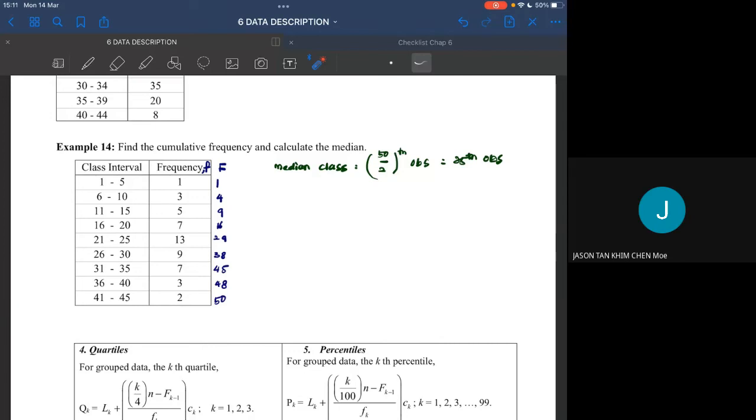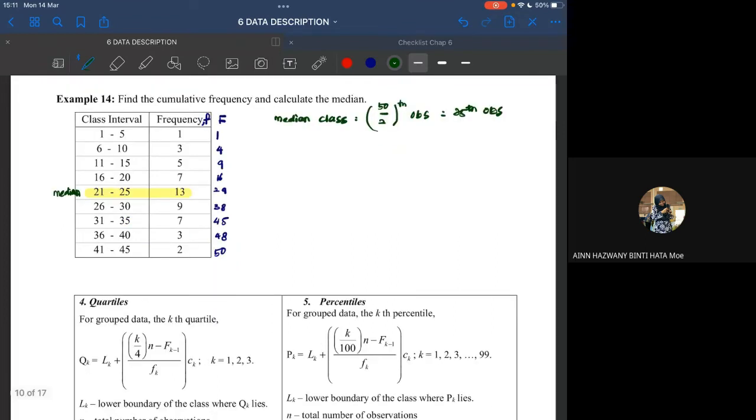21 to 25. 21 to 25. Okay, so ini dia sampai 16 sahaja. So 17 sampai 29, 17, 18, 19, 20, 25 sampai 29 berada di kelas 21 to 25. So this is your median punya kelas. Okay, so segala formula yang kita nak guna, kita akan refer dekat kelas yang ini.